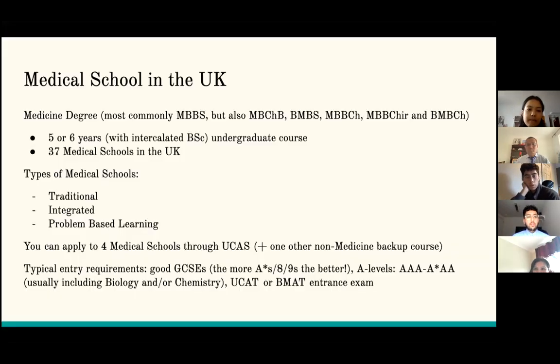Okay. So first of all, medical school in the UK, there are a couple of names that the degree has attached to it. But most commonly it's MBBS, but it can also be MBChB, BMBS, MBBCh. It's quite complicated, but a lot of times it's just MBBS. So that's 5 or 6 years, which is a long time, I know. The majority are 5 years, but some universities do 6 years with an intercalated BSc, which is basically a whole other degree in between your MBBS, and you can do that in pretty much anything you want. I did mine in cardiovascular science. When I applied, there were around 32 medical schools, but now there are around 37, and they are increasing.